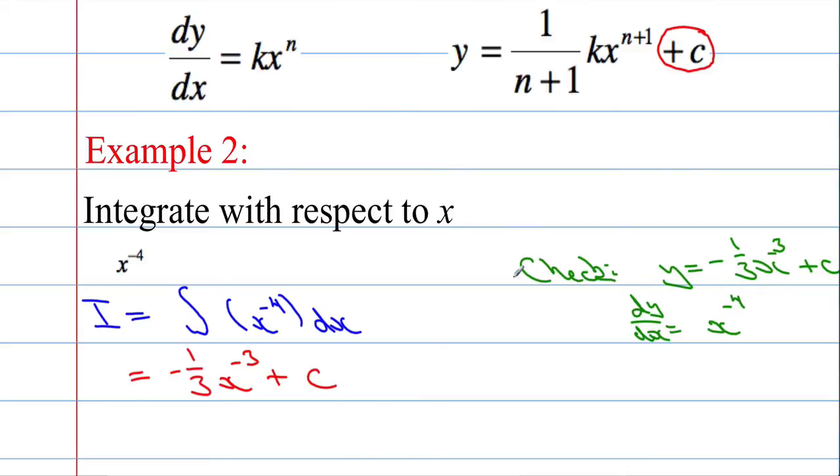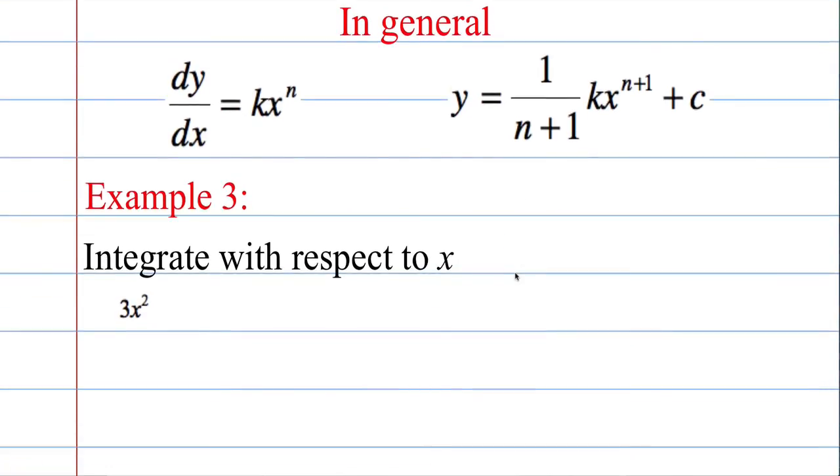Okay, let's try example 3. So now we have 3x squared. So I'm going to integrate with respect to x. So I will be equal to the integral of 3x squared, and we're integrating this with respect to x. That's what the dx means. And now we're going to use this rule over here. So we're going to increase the power by 1. Let's just worry about that first. So increasing that power by 1, we get a 3.